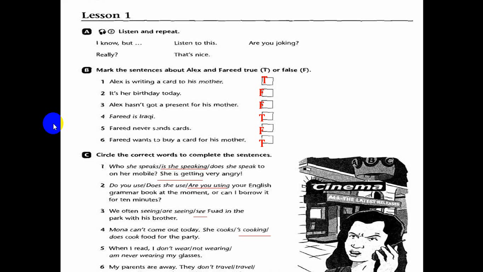Number 1. Who she speaks to? Who is she speaking to? Who does she speak to? On her mobile. She is getting very angry.